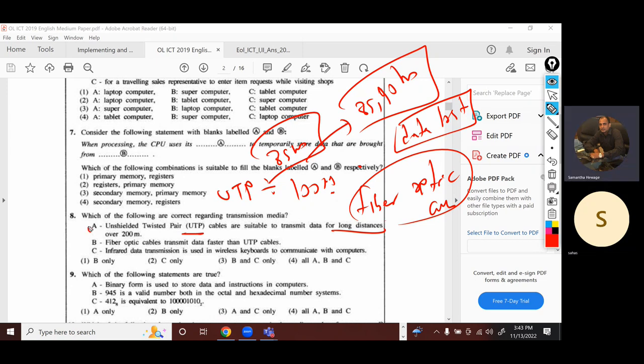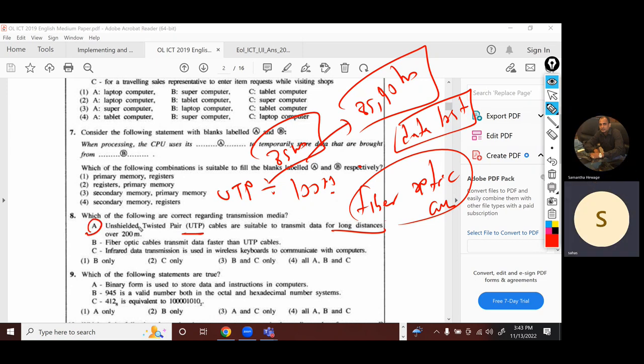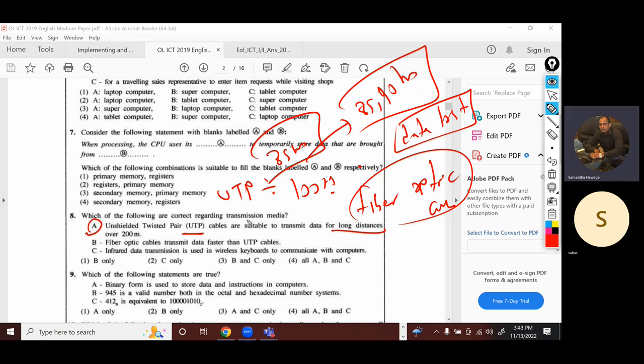So this will be wrong. They are asking which are correct now. So A should not come because A is wrong, so we can remove this answer as a correct answer. Then, fiber optic cable transmits data faster than UTP cable. You said that this is wrong? No, this is correct.